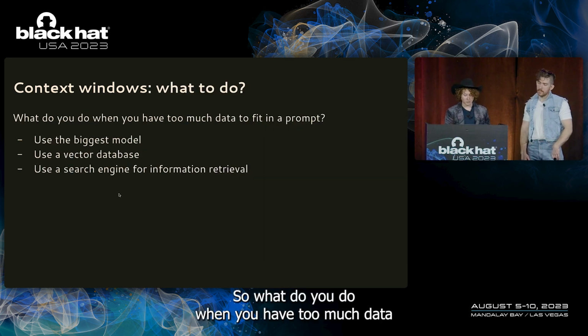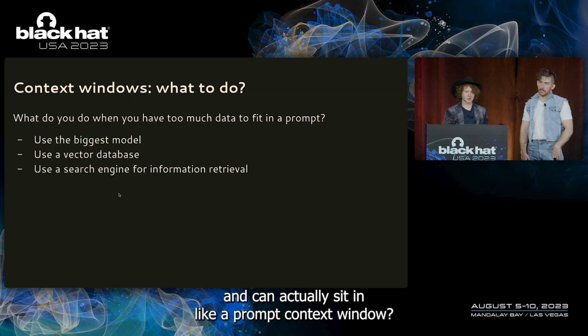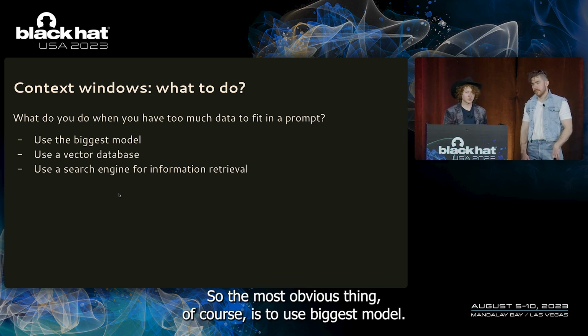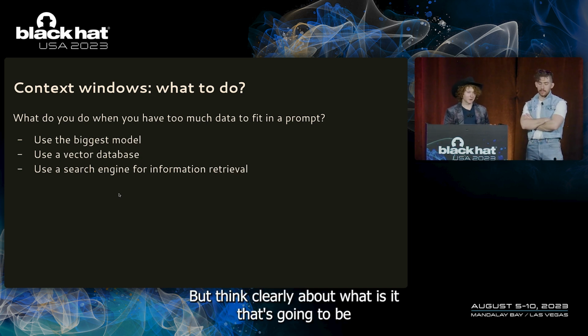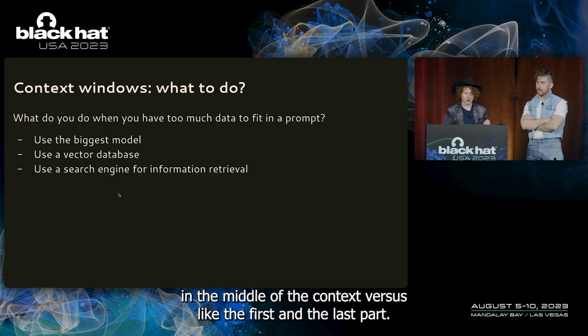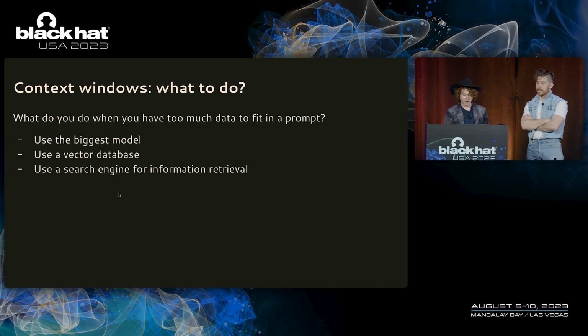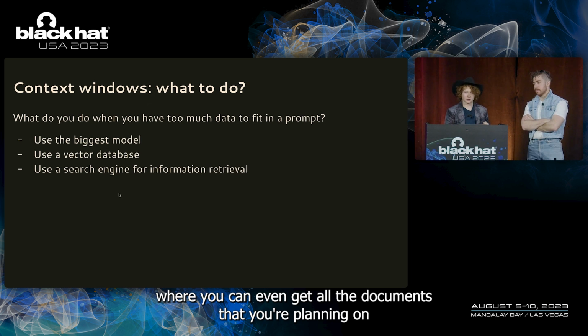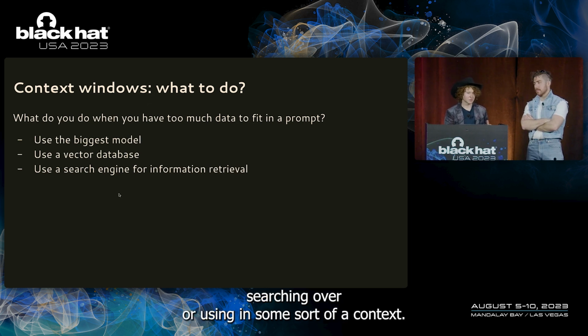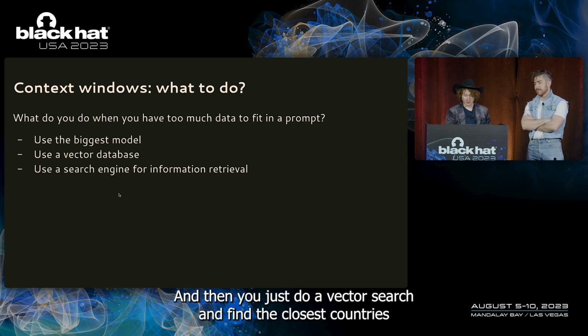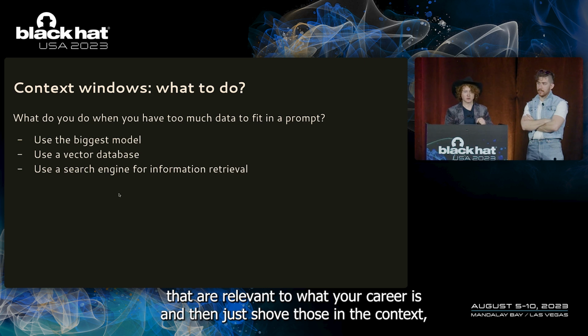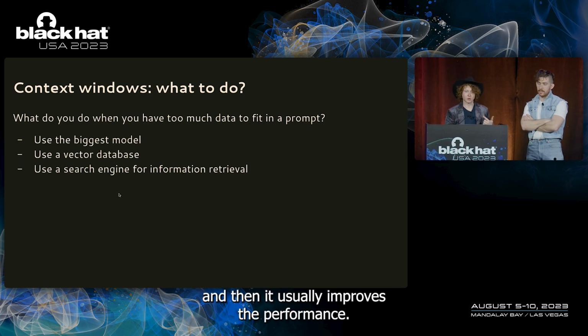So what do you do when you have too much data and it can't actually fit in a prompt context window? Well, there's a couple things. The most obvious thing, of course, is to use the biggest model, but think clearly about what is going to be in the middle of the context versus the first and the last part. The second thing, which I'm a big fan of, is using vector databases, where you can embed all the documents that you're planning on searching over or using in some sort of context. Then you just do a vector search and find the closest entries that are relevant to your query, and just shove those into context, and it usually improves the performance.